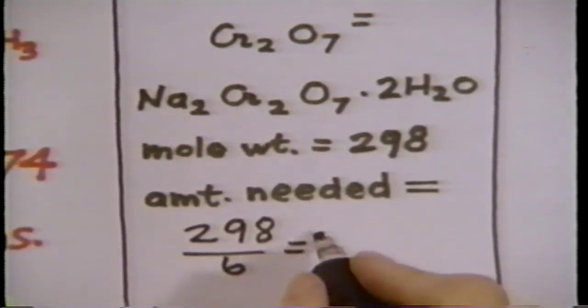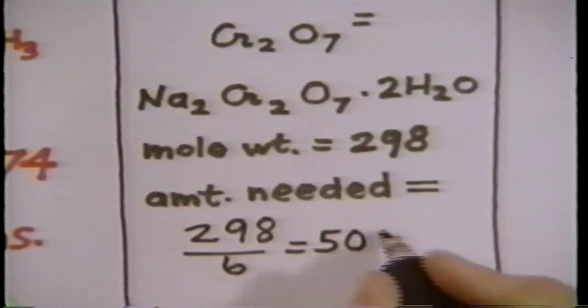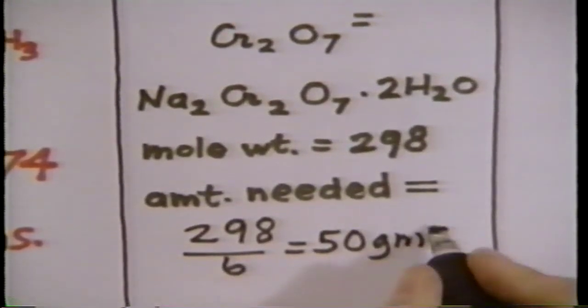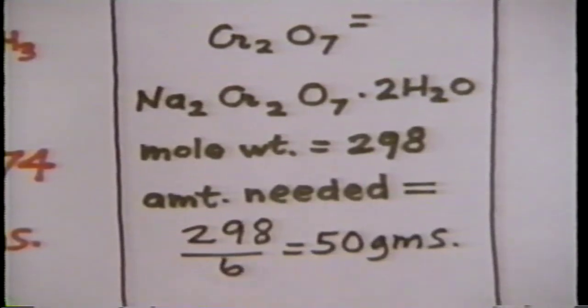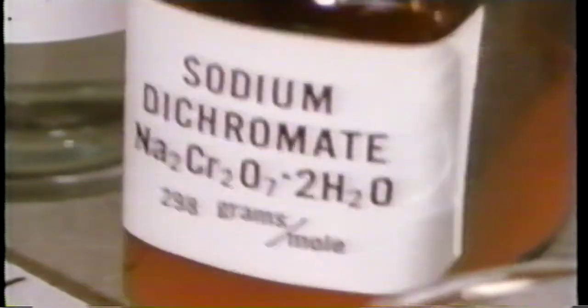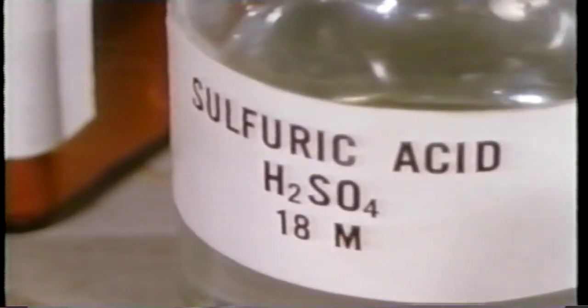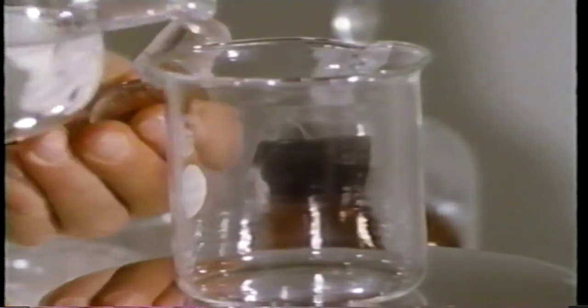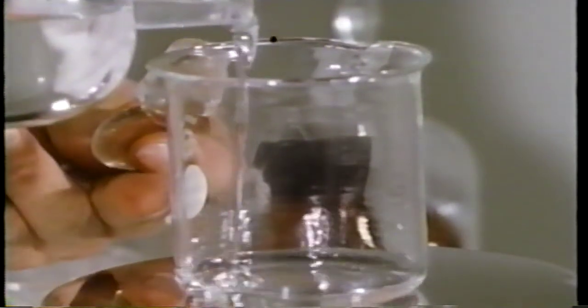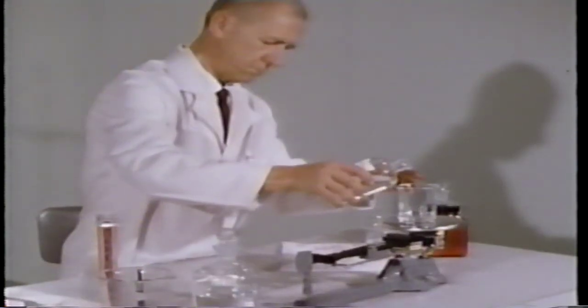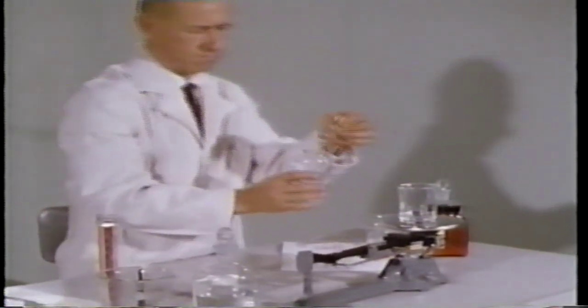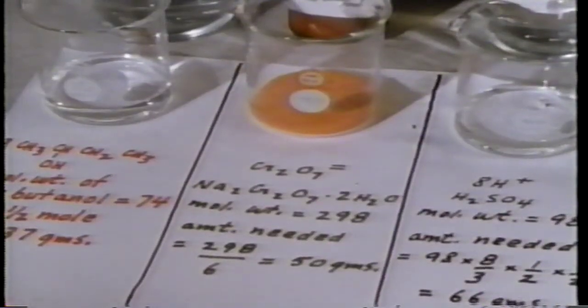Next, calculate the amount of sodium dichromate that will be needed, and measure out the required amount. Then measure out the amount of sulfuric acid required by the equation as the source of hydrogen ion. Geisman has now determined and weighed out the amounts of the 3 reagents needed in the synthesis.